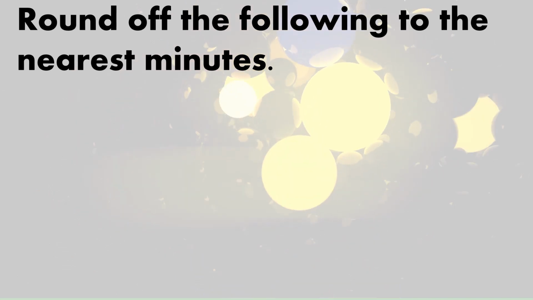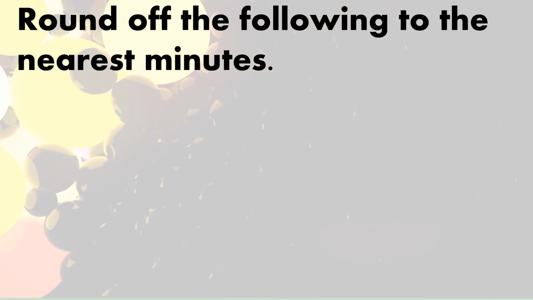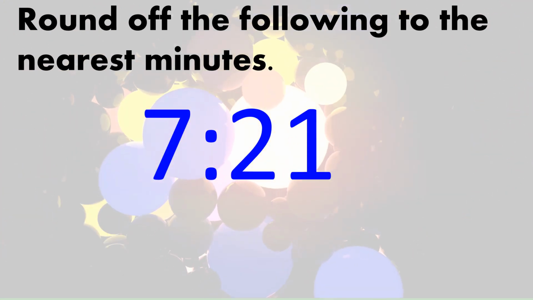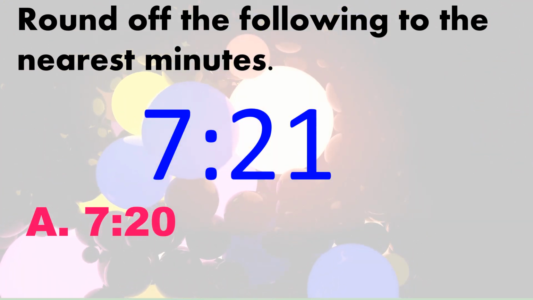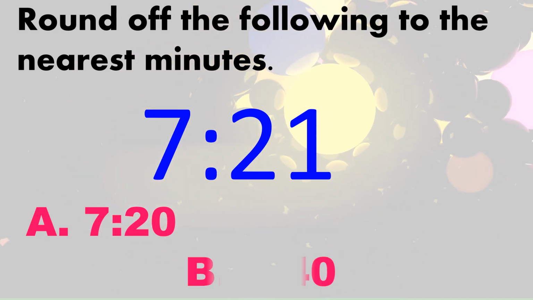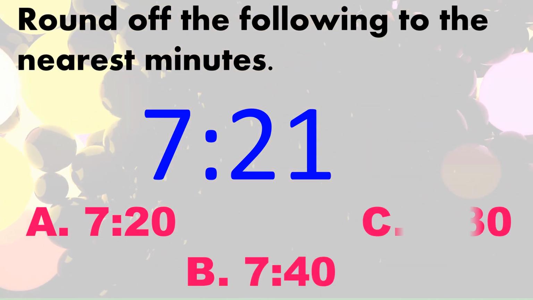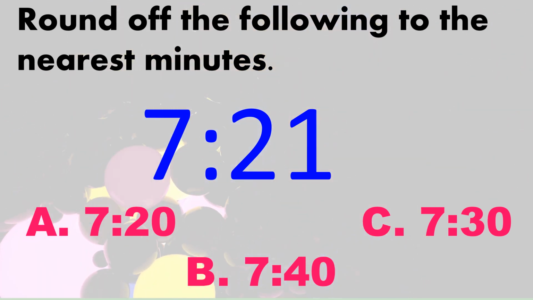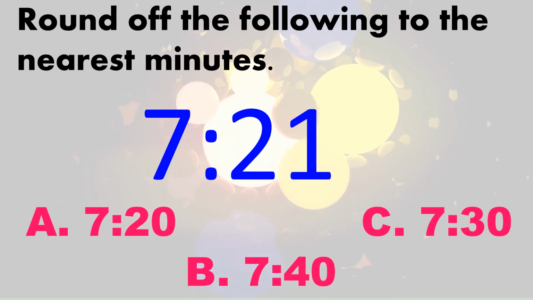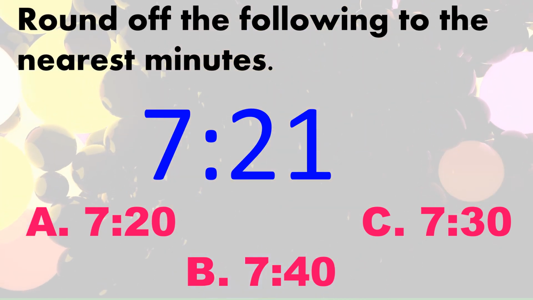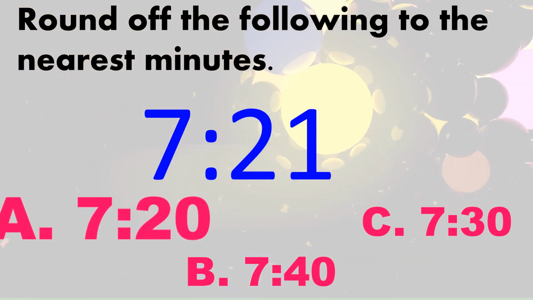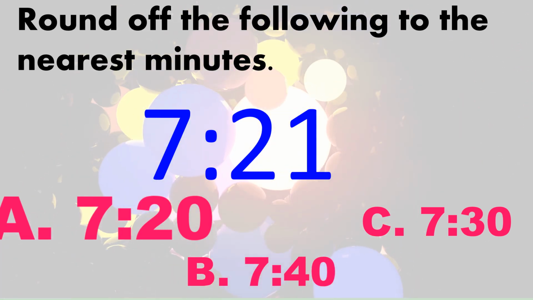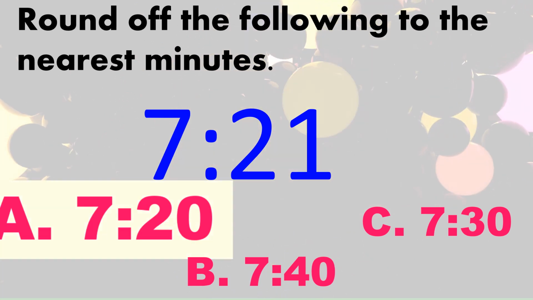Number 2, 7:21. Is it A, 7:20, B, 7:40, C, 7:30? A, B, or C? And the correct answer is letter A, 7:20. 21 minutes will be rounded down to 20 minutes.